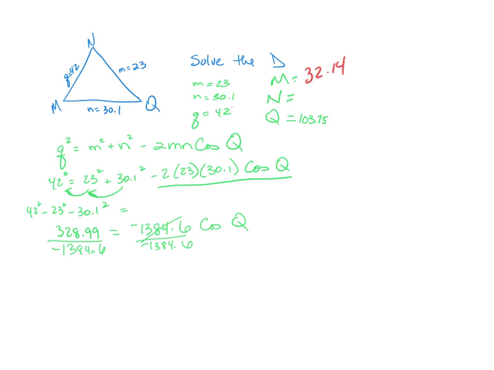Now to find the last angle, you just subtract them from 180. You don't have to use either one. Could you use law of sine? Yes. Could you use law of cosine? Yes. Are you wasting a little bit of time? Yes. So just subtract them from 180. And you get 40 something? 40.